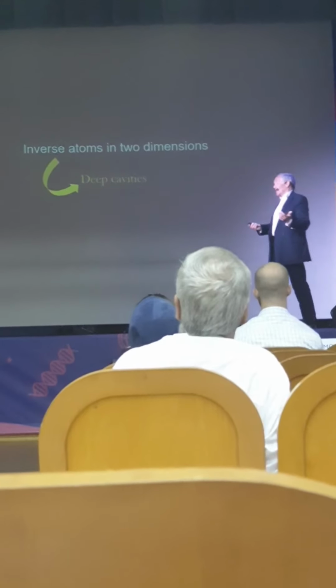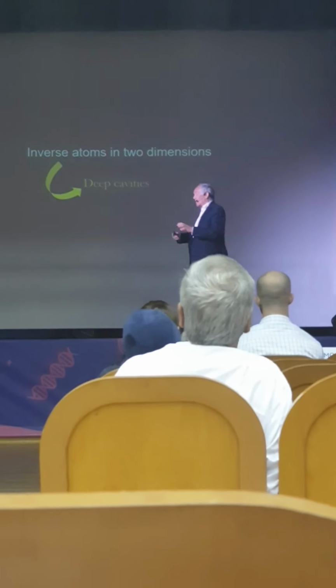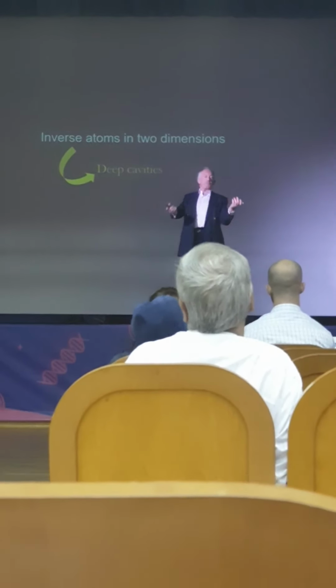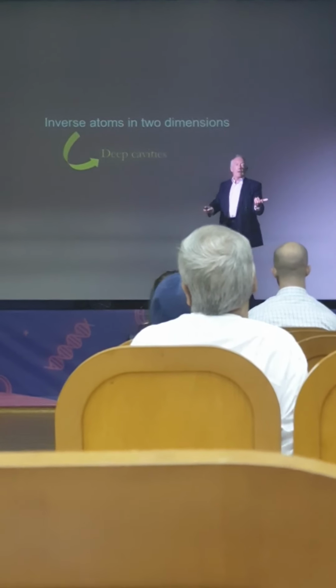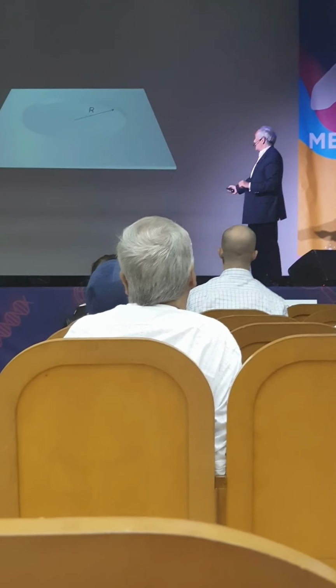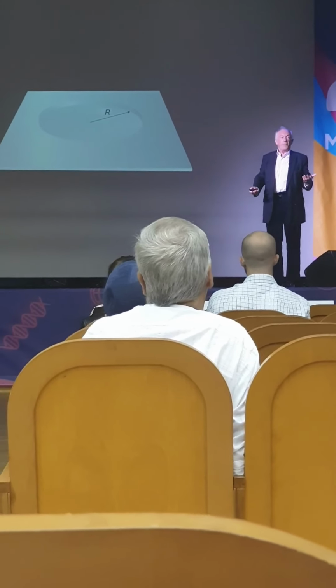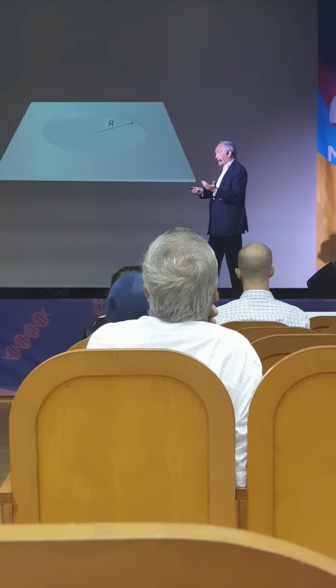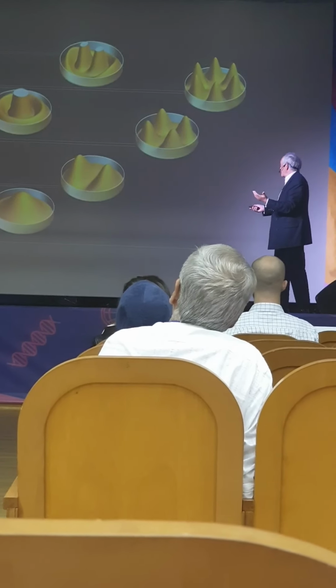What's another symmetry that we could employ? Well, we could turn atoms inside out. So instead of having a nucleus with an electron surrounding it, we could take away the nucleus and just have a well. Okay? So is there a periodic table of electrons in wells of various dimensions?